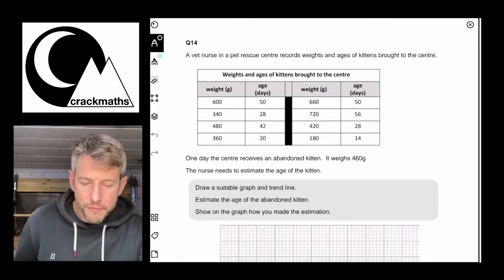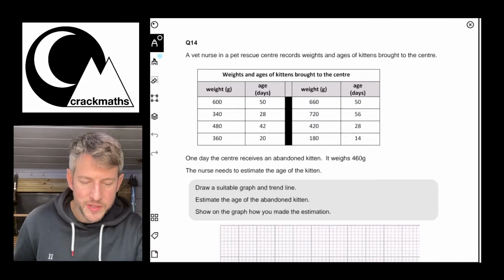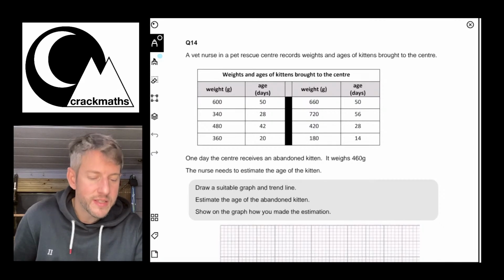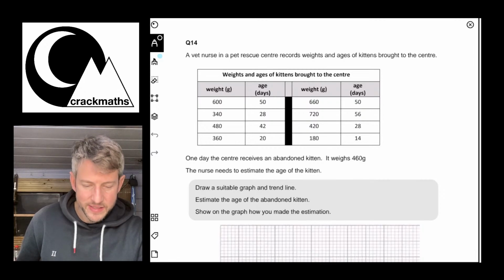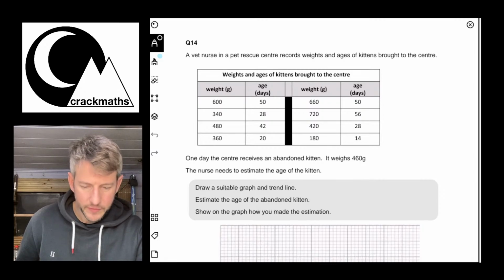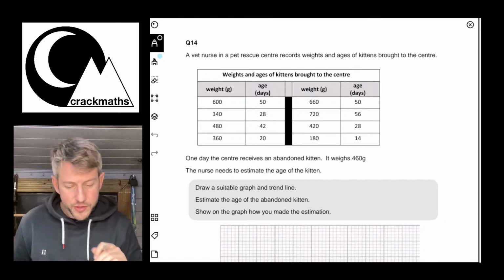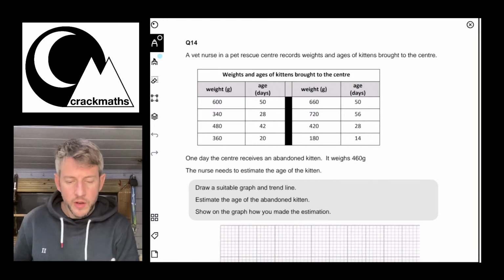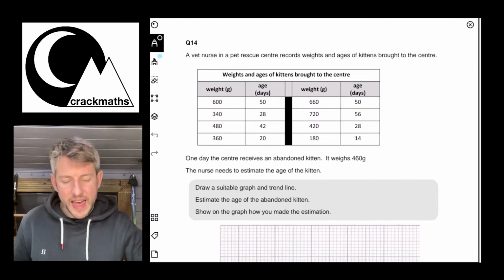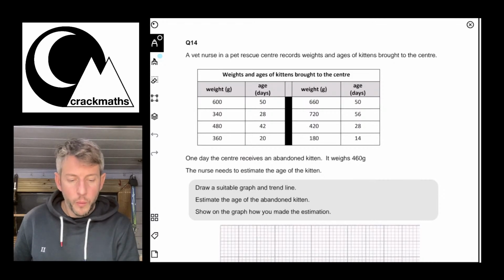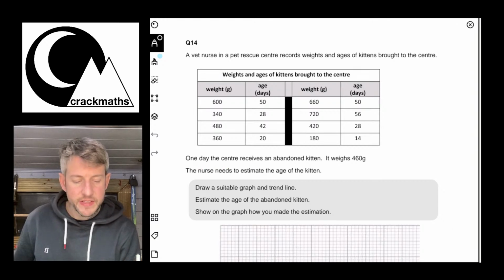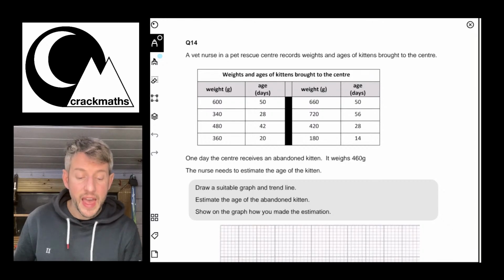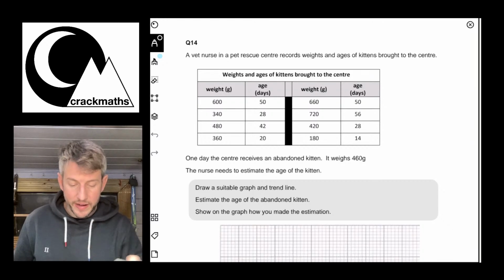So here we go. A vet nurse in a pet rescue centre records the weights and ages of kittens brought to the centre. The weights and ages are in this chart. We're going to have to draw a scatter graph, plotting the weight against the age. One day the centre receives an abandoned kitten that weighs 460 grams. The nurse needs to estimate the age of the kitten. Use the trend line.